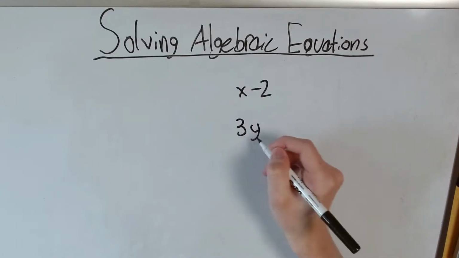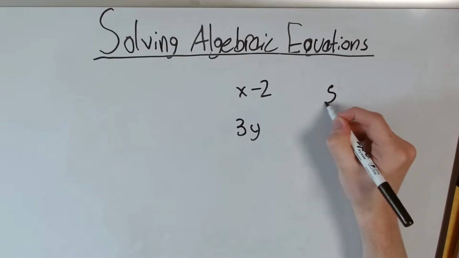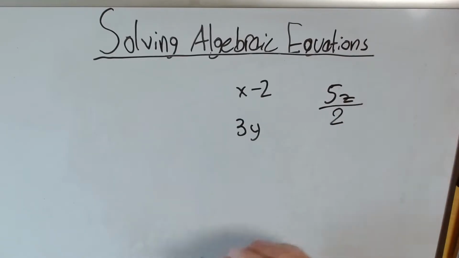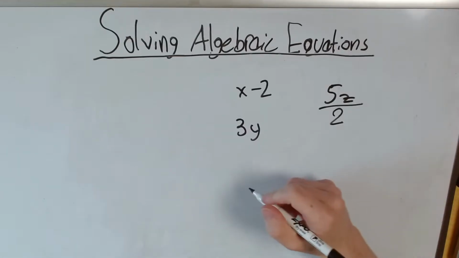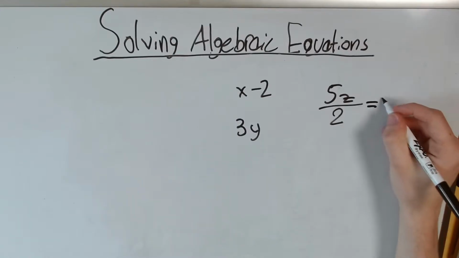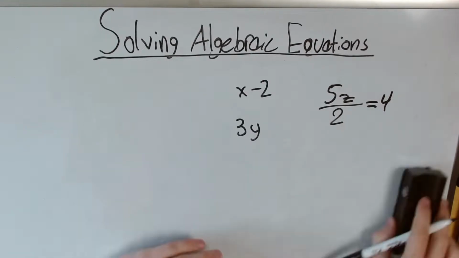We basically take the 3 and combine it with the y. Or 5z divided by 2. These are all expressions. But now we'll deal with equations. We're going to add on an equal sign and another number. If that seems like gobbledygook, don't worry.